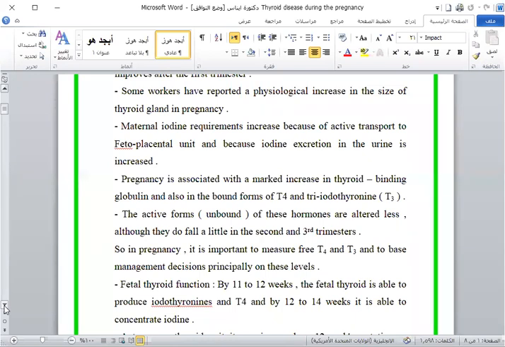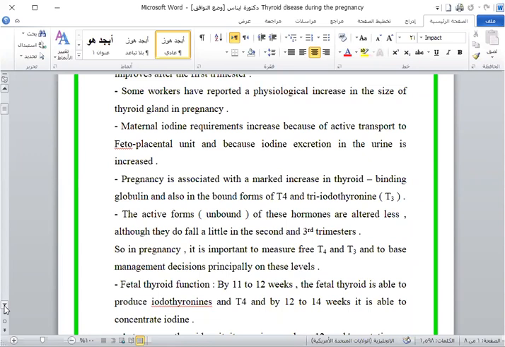معناها نقدر نعتمد عليه بالقياس الثايرويد فانكشن تيست؟ لا. إذن على شنو راح نعتمد حتى نقول this is normal thyroid function or not؟ نعتمد على active form of these hormones. ليش؟ لأنه these altered تغييرها جداً بسيط, although they do fall a little in the second and third trimester. So in pregnancy it is important to measure free T4, free T3, and to base management on them. طبعاً نعتمد عليها كأساس للـ patient to diagnose as hypo or hyperthyroidism.